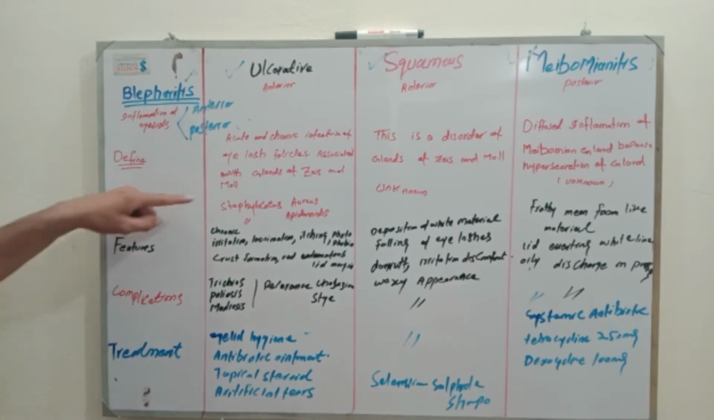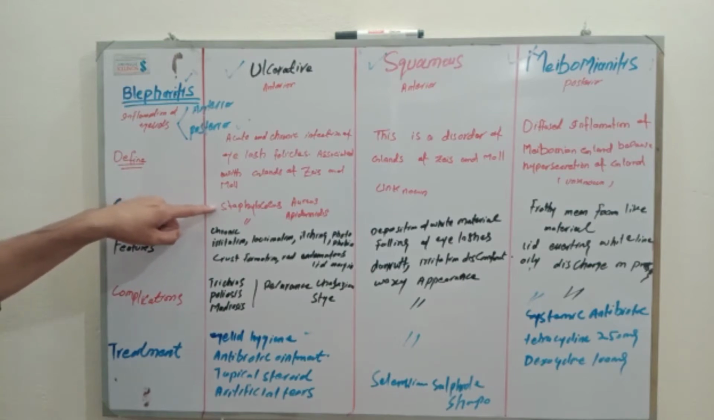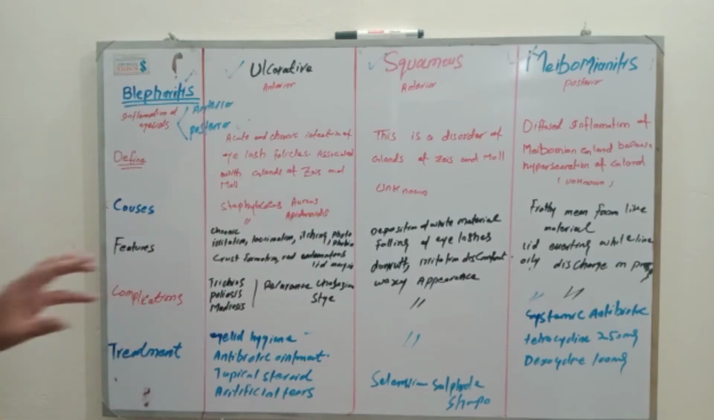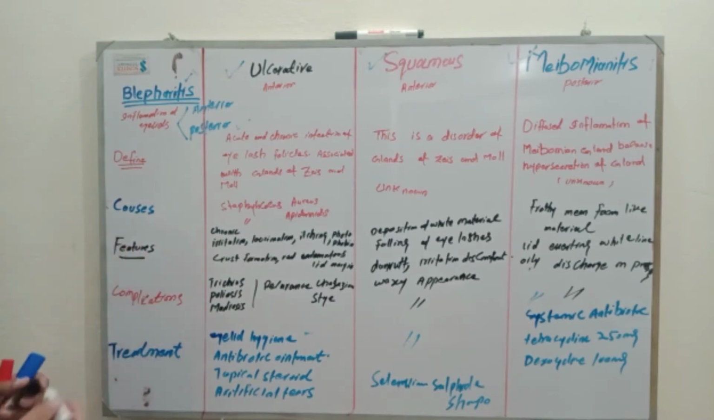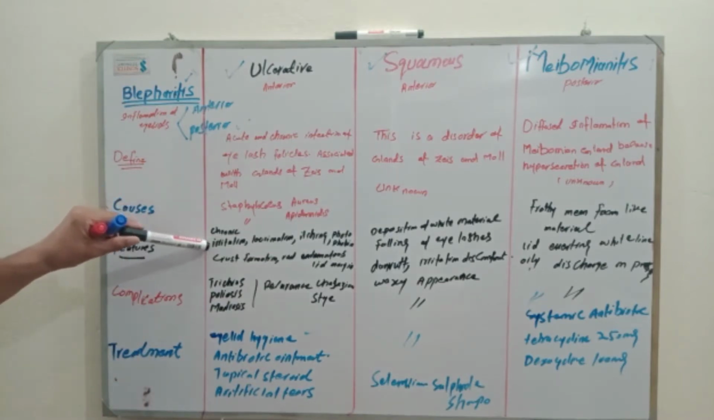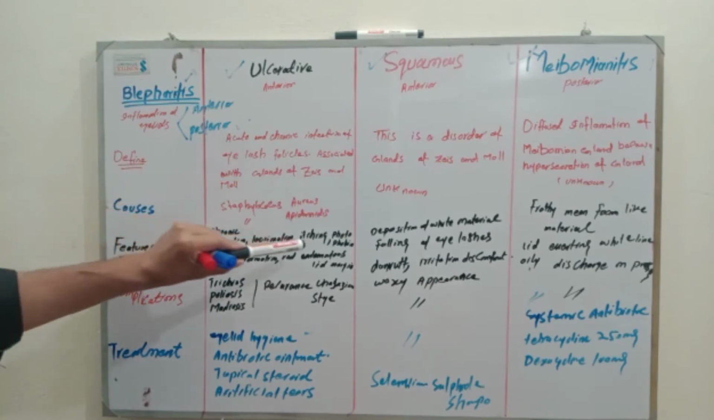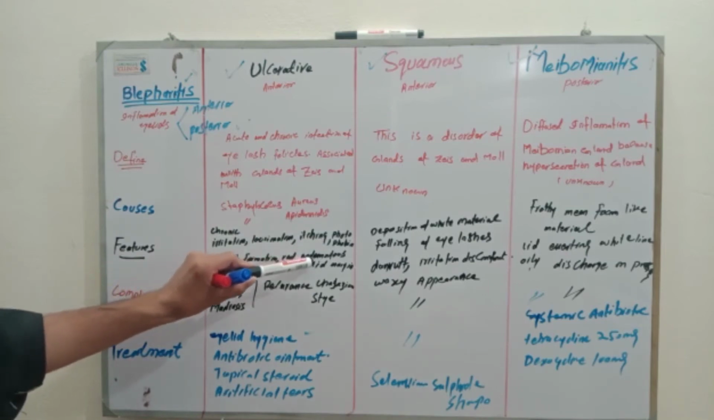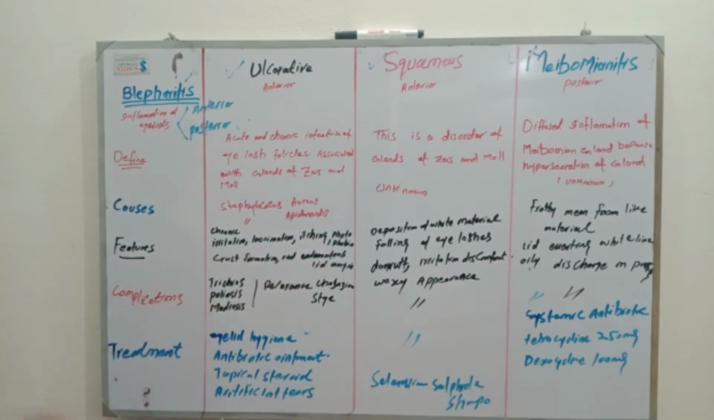What is the cause of ulcerative blepharitis? The agents for ulcerative blepharitis are Staphylococcus aureus and Staphylococcus epidermidis. Okay? These are the bacteria which cause ulcerative blepharitis. Now, what are the features of ulcerative blepharitis? Features: chronic irritation, lacrimation, itching, photophobia, crust formation, red oedematous lid margin. All these are the features of ulcerative blepharitis. In case of ulcerative blepharitis, a patient's lids show these features.